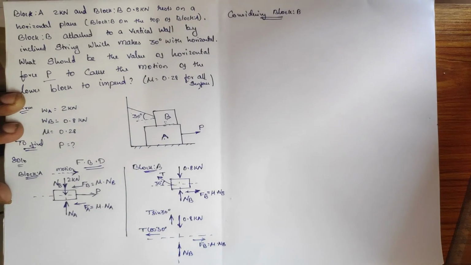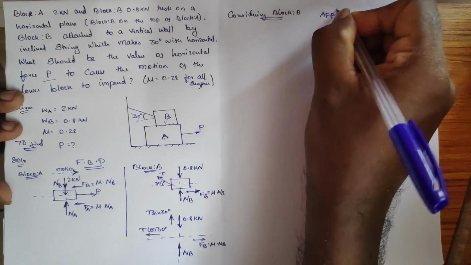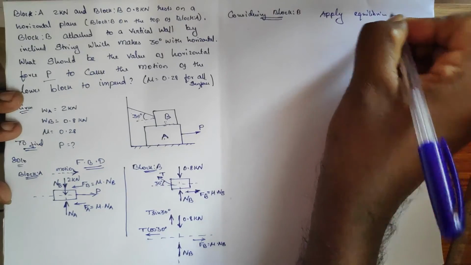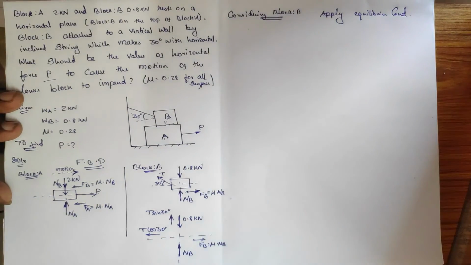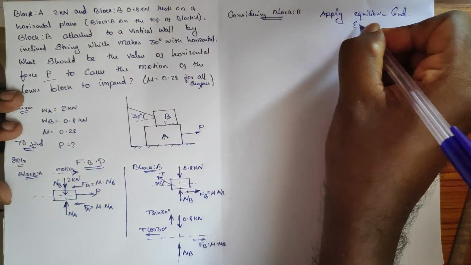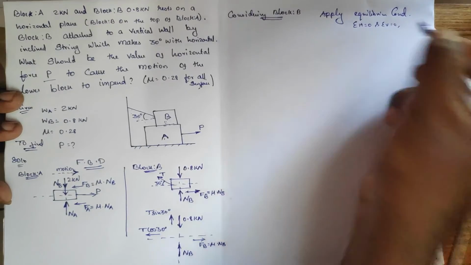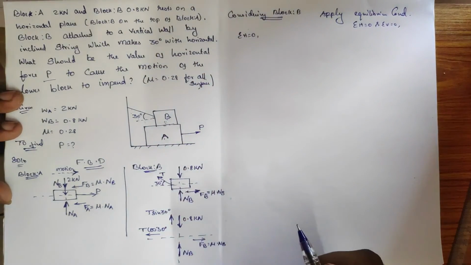Okay, this is how we need to take all the forces. So here apply the equilibrium condition. Okay, so when you apply it, sum of horizontal force is equal to 0 and sum of vertical force is equal to 0. So first sum of horizontal force, which is equal to 0, I am going to apply here.